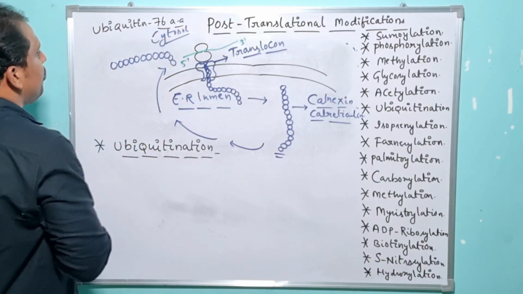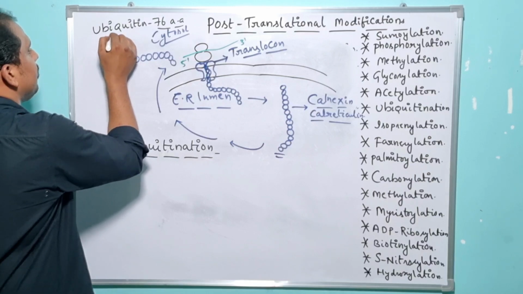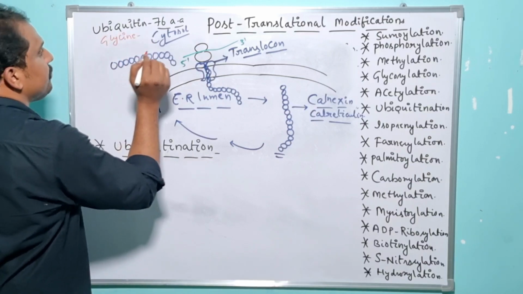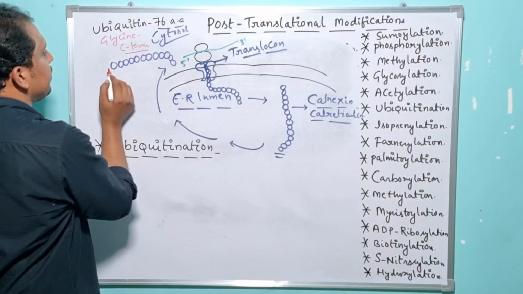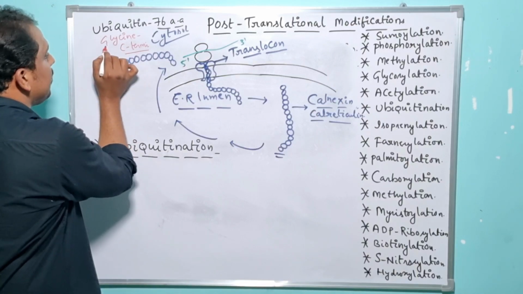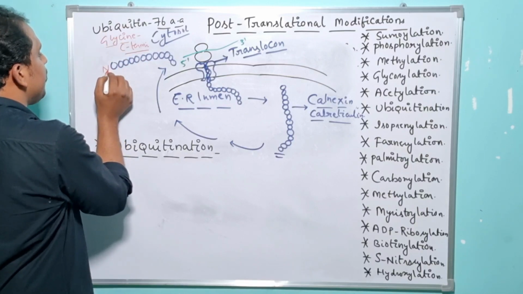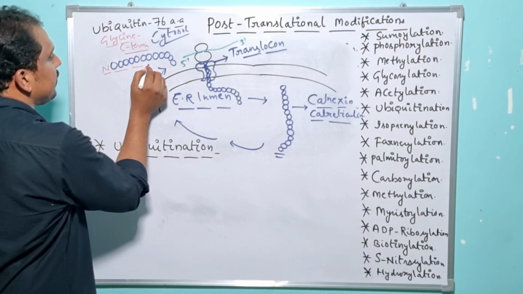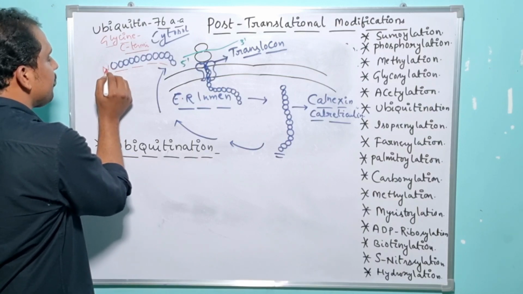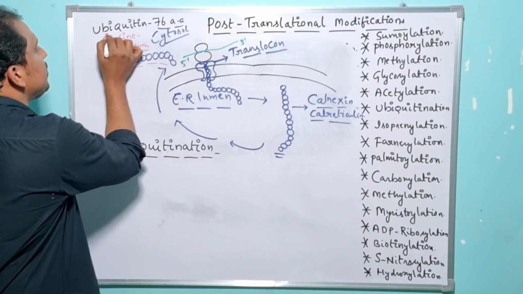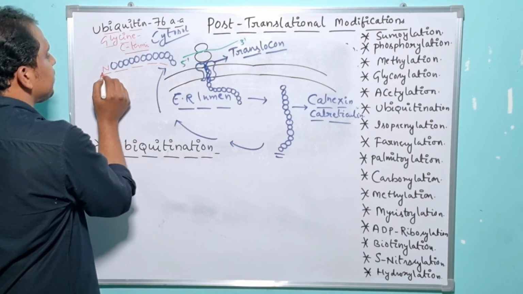The ubiquitin moiety consists of a glycine amino acid which is present at the C-terminus. This glycine amino acid, which is part of the ubiquitin moiety, gets successfully recruited to the N-terminus of the polypeptide chain. So to the N-terminus of the misfolded or unfolded protein, the ubiquitin moiety, with its glycine at the C-terminus, gets recruited here.